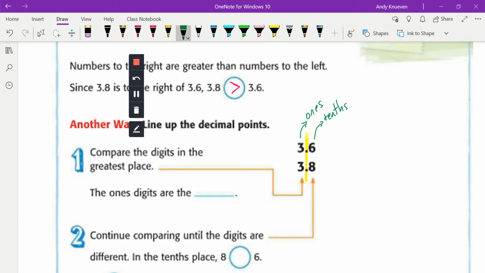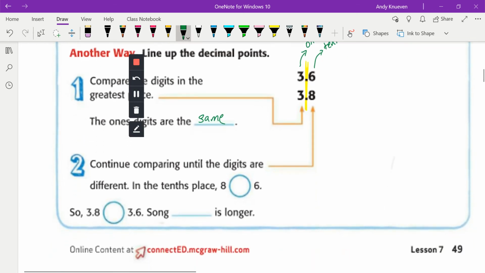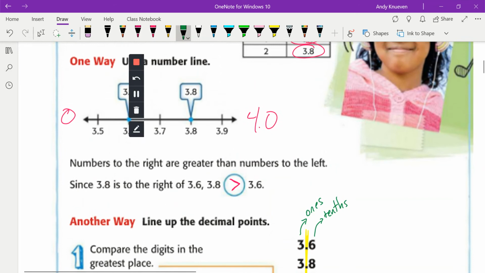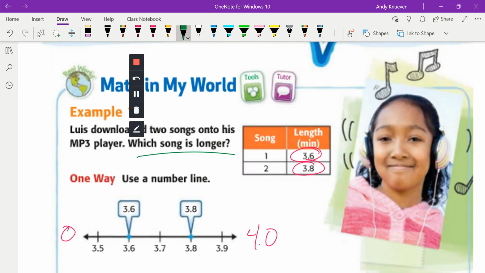So we can compare the ones digit, 3. They're the same, right? So that doesn't help us answer which one is greater. So we look to the right, continuing comparing until the digits are different. In the tenths place, 8 is greater than 6. So since 3.8 is greater than 3.6, song 2 is longer. Remember, it's asking you to state which song is longer. Always make sure you're answering what the question is asking you for.